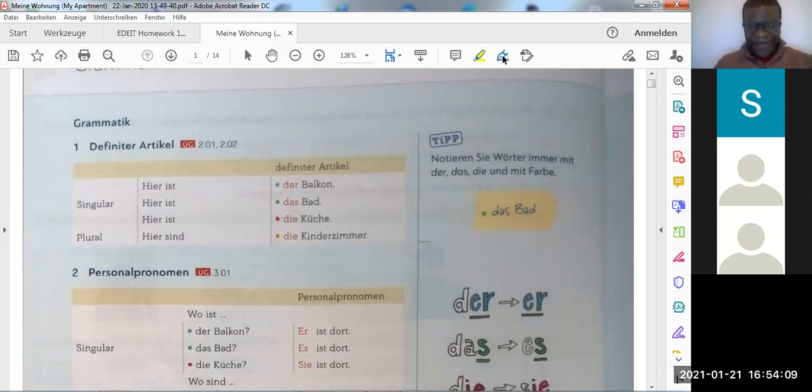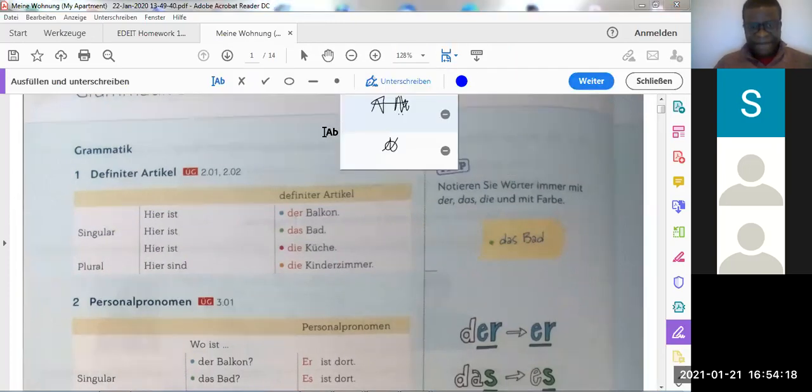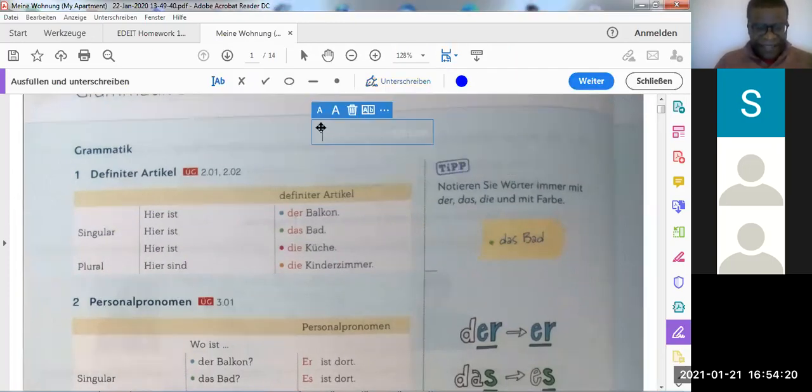Okay. For instance, let me. Can I get my pencil now? Okay, I can say Zimmer is room in general. Room, but there are different types of rooms. You can have the same bed you have seen here. That's bed. It's a bathroom. You can still say bed, Zimmer, okay? Bed Zimmer.